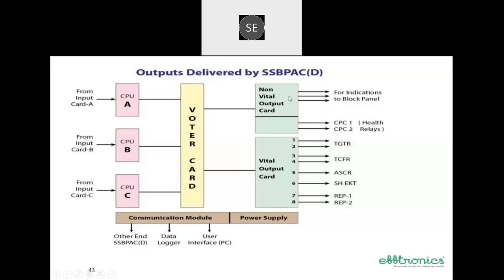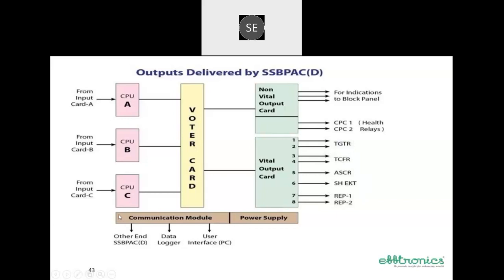This non-vital output card is used for driving indications on the block panel. At the same time, this non-vital card is used for picking up critical power control relays or health relays, we can say. Vital output card is used for driving vital relays like TGT, train going to, TCF, train coming from, advanced order control relay, and a shunt EKT in case of a single line, and of course repeater relays.